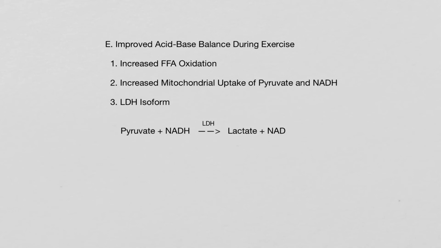There are three main mechanisms to increase acid-base balance, and that is an increase in free fatty acid oxidation, increased mitochondrial uptake of pyruvate and NADH, and then also the transformation in the LDH isoform, that's lactate dehydrogenase. So that's one here that doesn't really rely on mitochondria. But to begin, let's talk about the formation of lactate, because we'll keep coming back to this reaction. So here's the lactate dehydrogenase reaction.